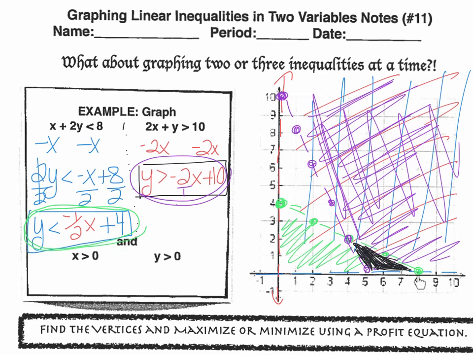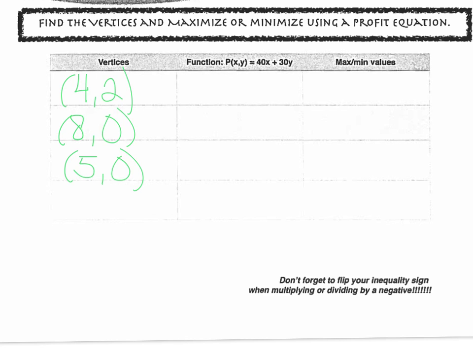If you created a triangle, you should have 3 vertices. If you created a quadrilateral, you should have 4. Again, you might look and say, ooh, maybe this one, 6, 1 is going to be a vertex, but that's not actually an end point of my shape. It's just a point that falls on that segment. So you have 4, 2, 5, 0, and 8, 0. And put those into our chart on the next page. So 4, 2, 8, 0, 5, 0.